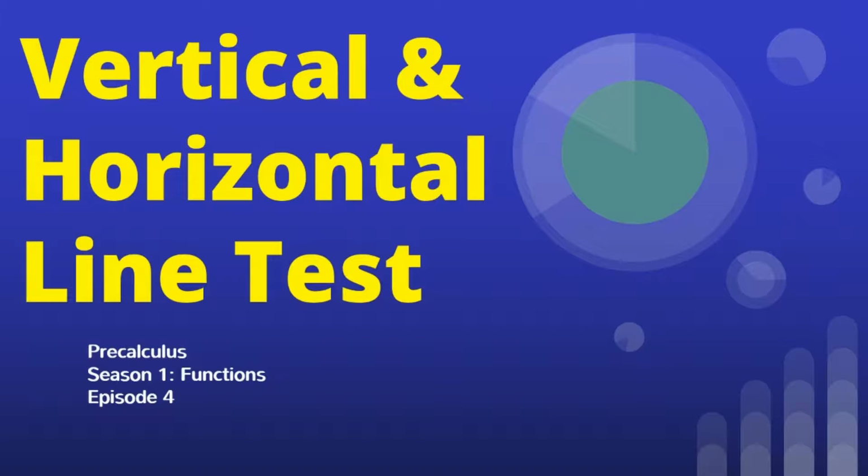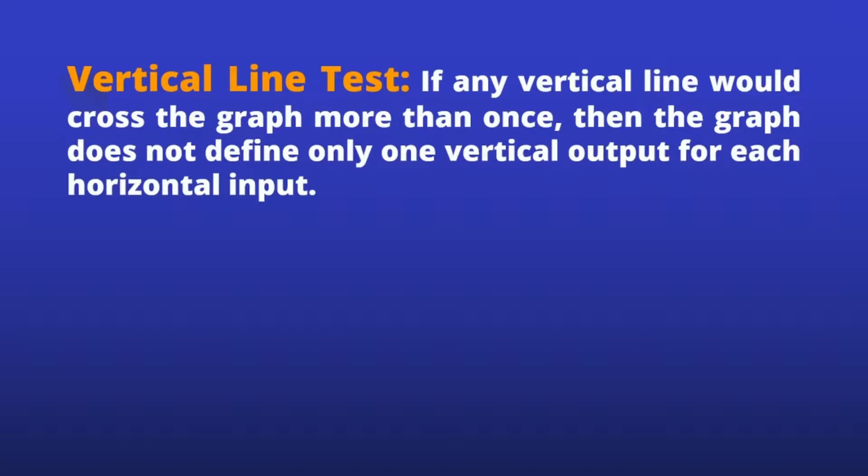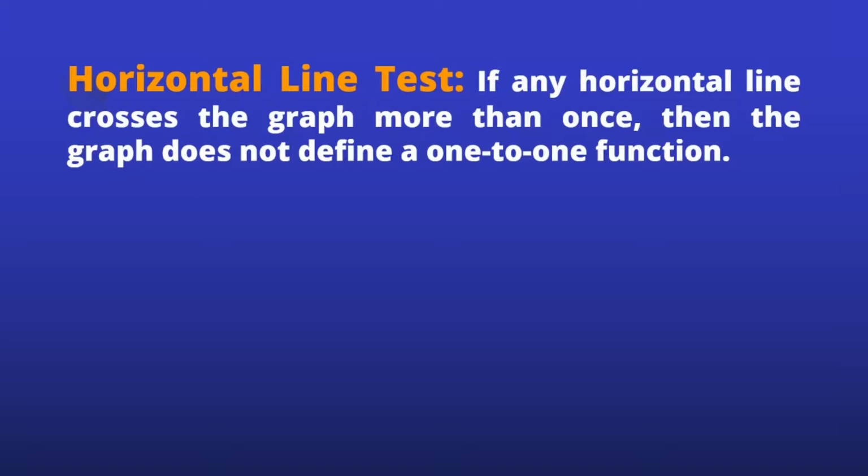Hello, everybody. Today we're going to explore what the vertical and horizontal line test does. So let's get started. For a vertical line test, basically you draw a vertical line on a graph, and if two or more points are hit, then the graph isn't a function. The horizontal line test has it the other way around, where if the horizontal line hits two or more points, the graph is in no way a one-to-one function.